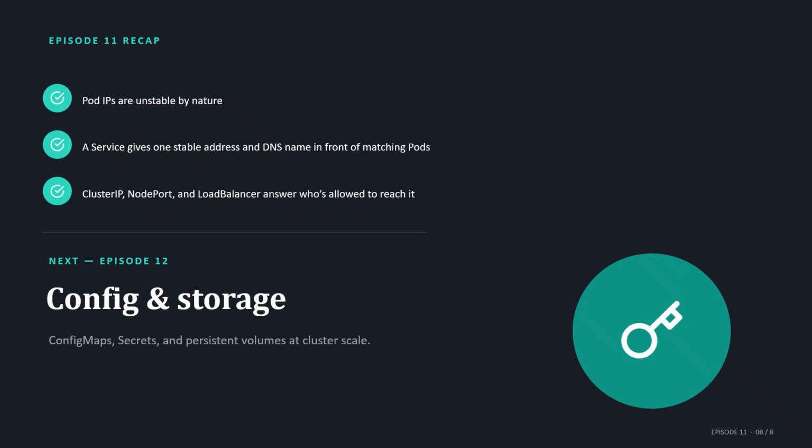We've been passing plain values inside our YAML this whole time. In episode 12, we cover config maps, secrets, and how Kubernetes handles persistent storage, the equivalent of episode 5's volumes, at cluster scale.